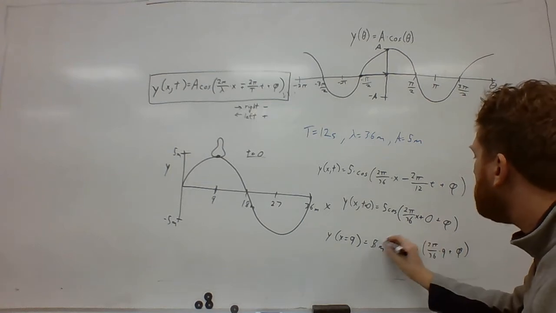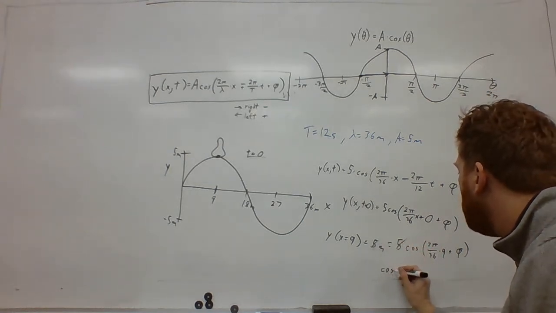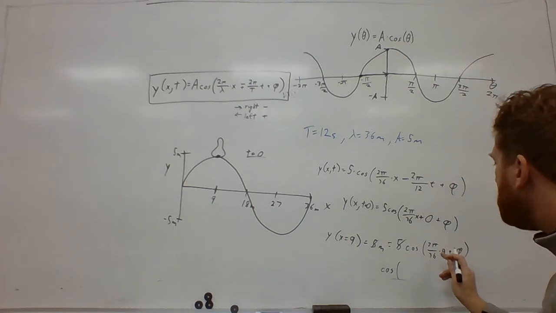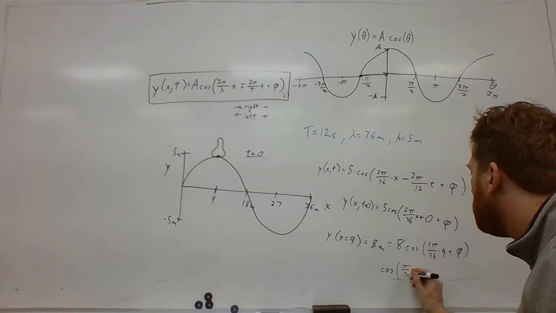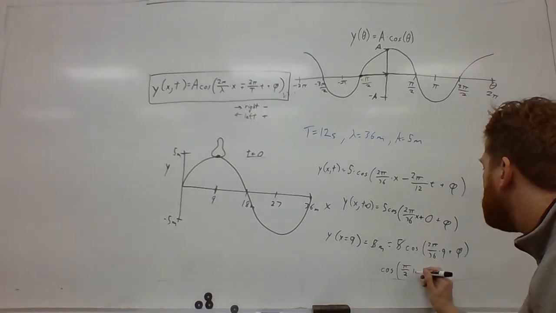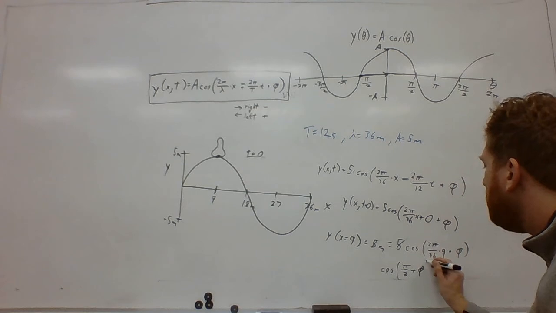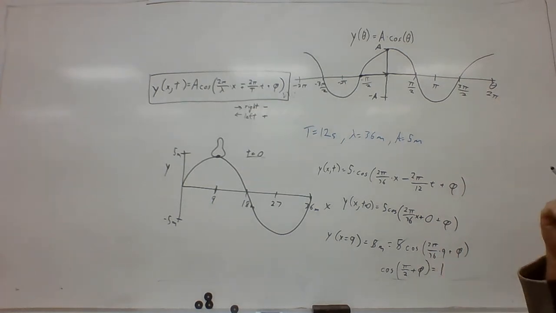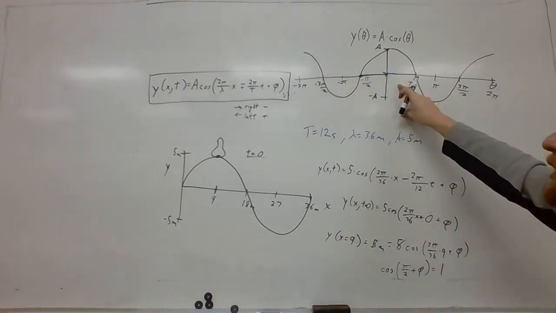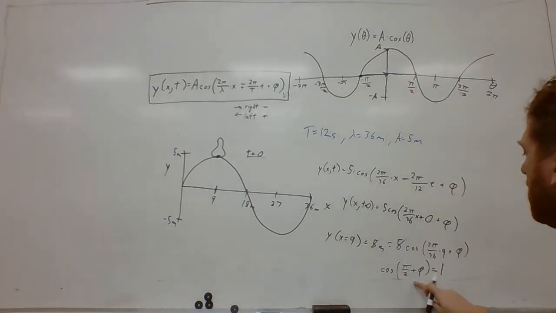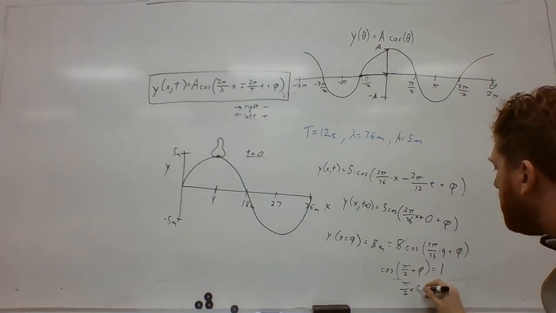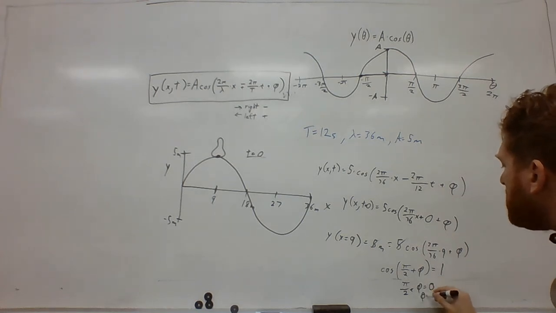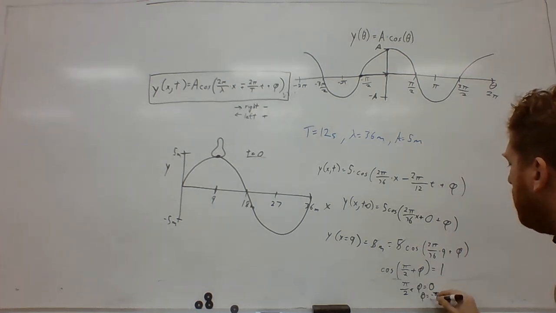If I cancel these out, I know that cosine of, we can simplify this now. So that's 1 over 18 times 9, that's pi over 2, plus the phase constant. That's just equal to 1. So the question is, cosine of what is equal to 1? I could go back to my reference graph. Cosine of 0 is equal to 1. So I need this value to be 0. I know that pi over 2 plus our phase constant equals 0. Therefore, our phase constant is equal to negative pi over 2.